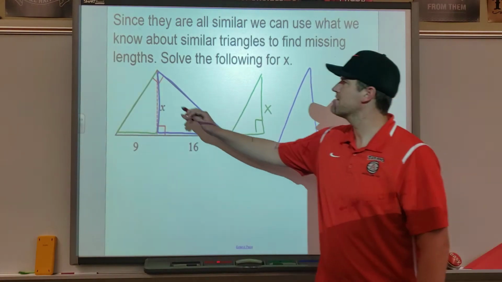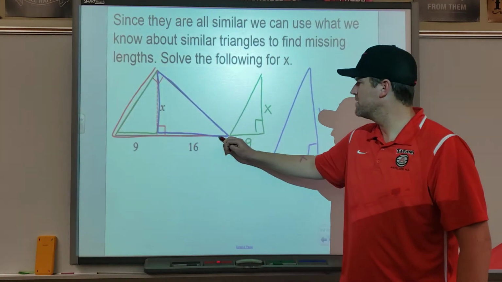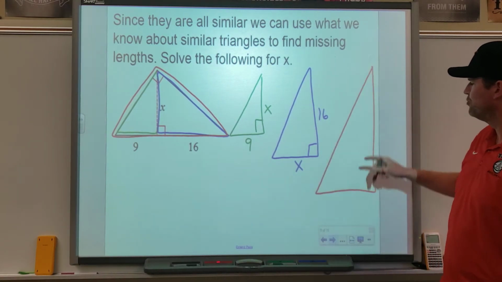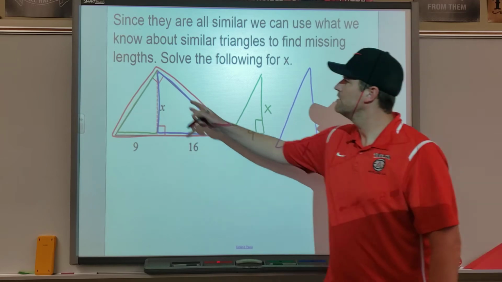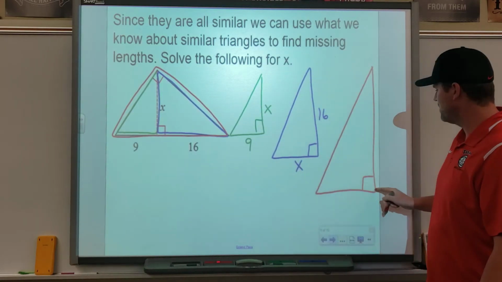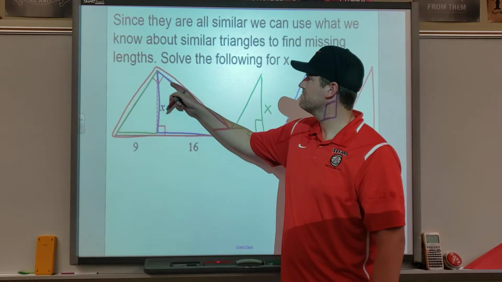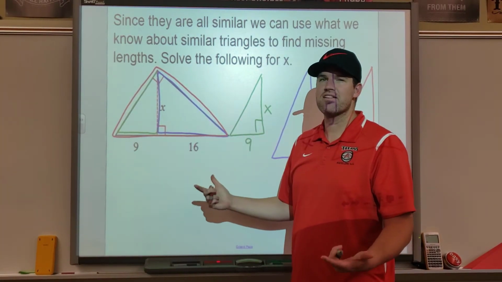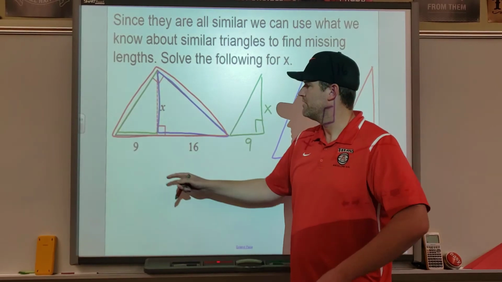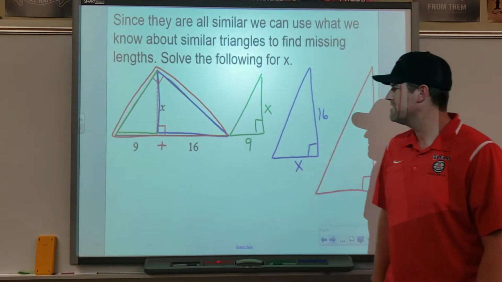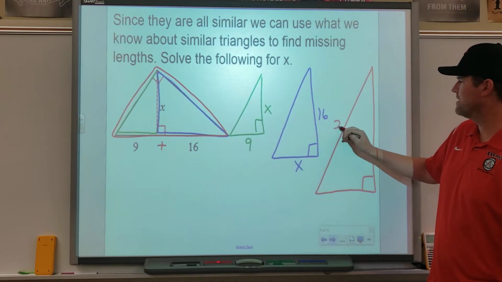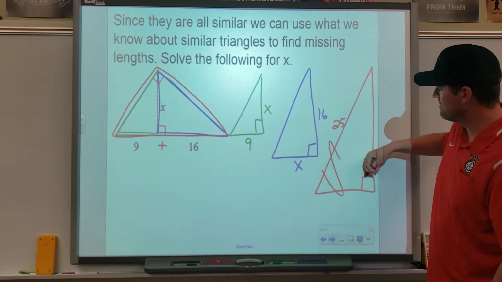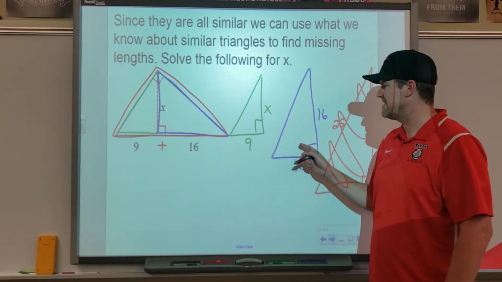But just for practice, if I drew the big triangle, do I know the shortest side of it? No. Do I know the other leg? Well, that's right here. No. But do I know the length of the hypotenuse? I do. How long is the hypotenuse of this triangle? Well, we've got to add the 9 and the 16. So this hypotenuse would be 25. But that's the only thing I know from this triangle, so I'm not going to use it. I'm going to use these two.